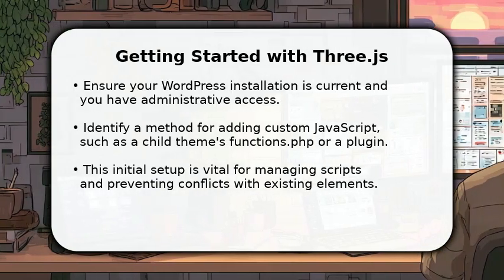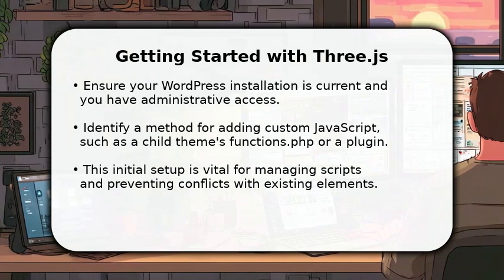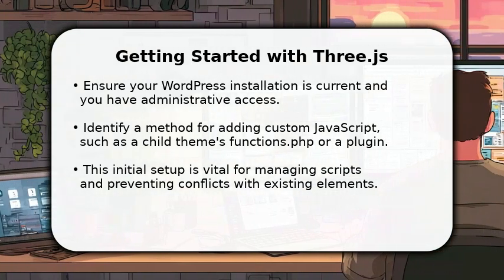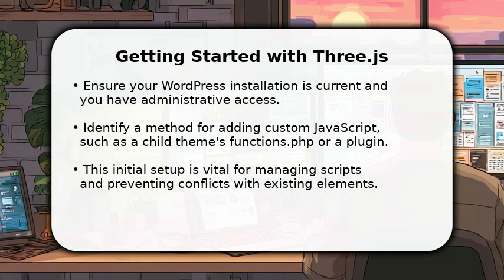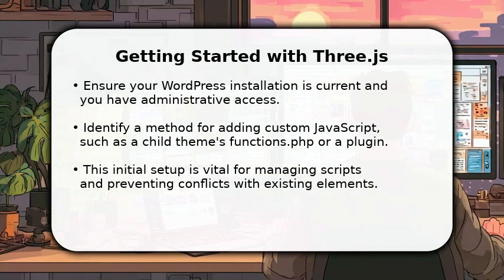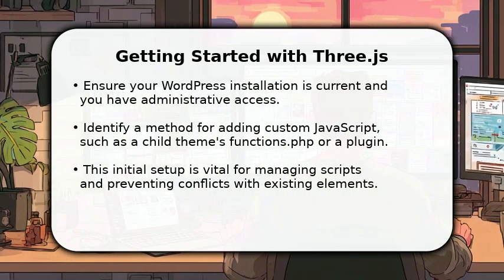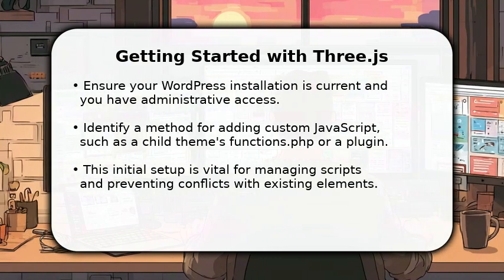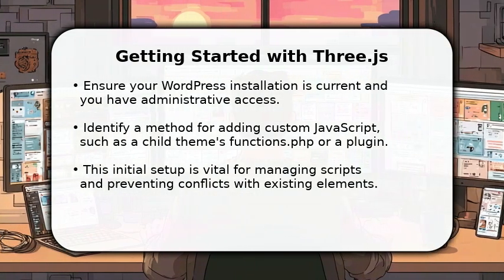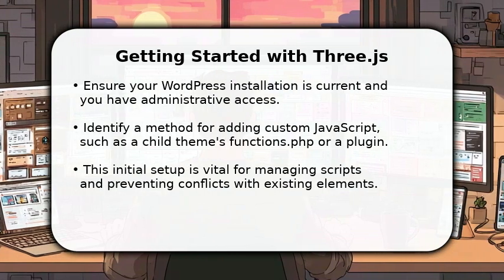In this video, I will explain how to use Three.js in WordPress. First, ensure your WordPress installation is up to date and you have administrative access. You'll need a way to add custom JavaScript, either through a child theme's functions.php file or a dedicated plugin.